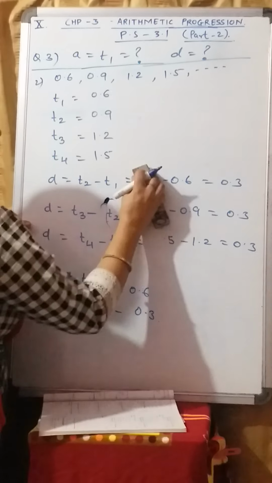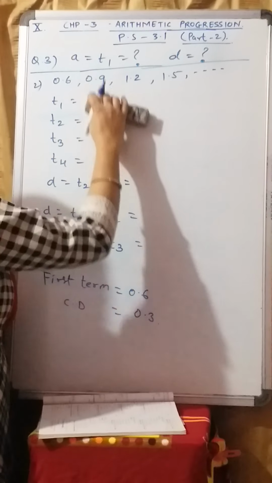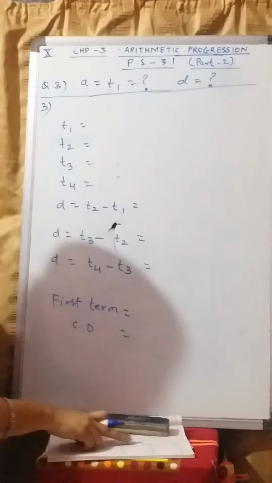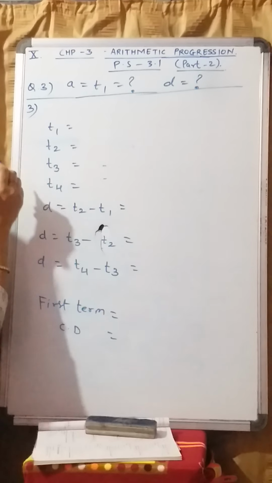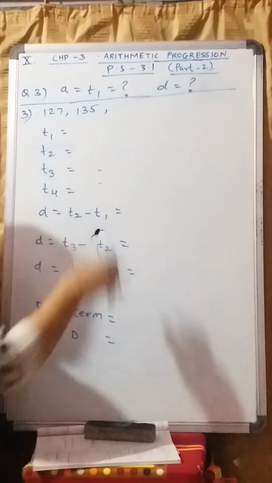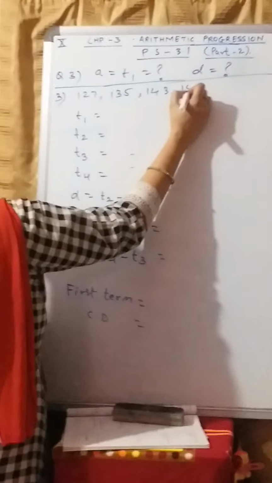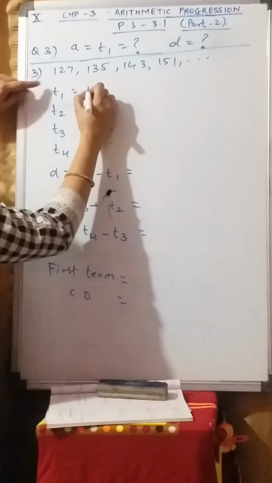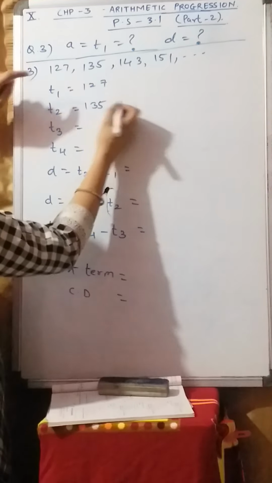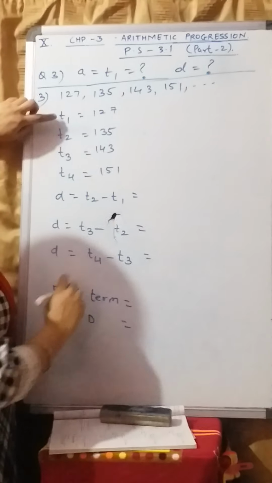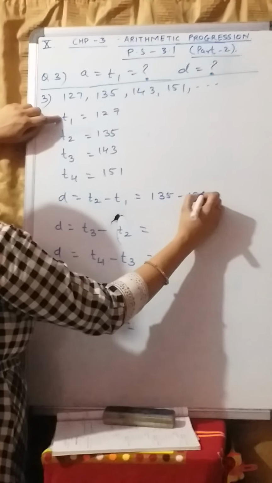Then the third sum. The sequence AP given here is 127, 135, 143 and 151, and so on. This is the third one. Now T1 is 127, T2 is 135, T3 is 143, and T4 is 151.